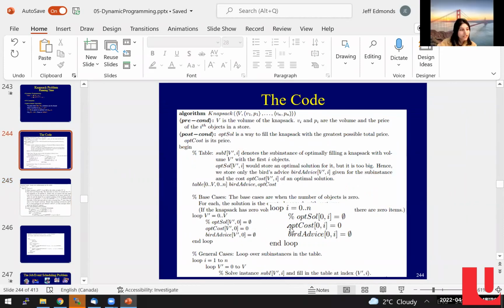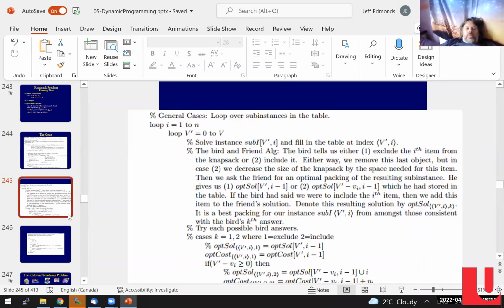Can you go to slide 245? I'm on 245. This one, yeah. So in this one, which is the instance, friends, and the bird, and which instance is ours? My instance is v prime i. The bird doesn't have an instance. I asked the bird about a solution. The bird has a solution to my problem, and I asked, do you put the ith object in or not? Then I have friends for each bird answer. I have a question I ask my friend.